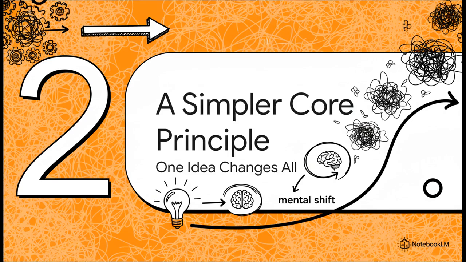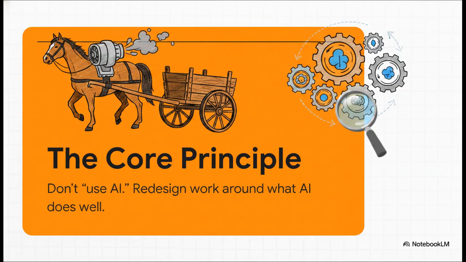Okay, so if complexity is the enemy, then simplicity has to be our weapon. This next idea, this is the foundation for our entire playbook. It's a mental shift, and it reframes the entire challenge of using AI. Now, listen closely, because this is so important. The goal is not to just sprinkle some AI on top of your old processes. That's like putting a jet engine on a horse-drawn carriage. The real game-changing win comes from fundamentally redesigning your workflow from the ground up, building it around the specific things that AI is actually good at. That mindset shift right there, that's everything.